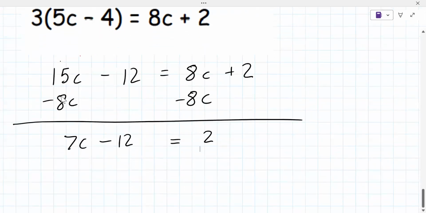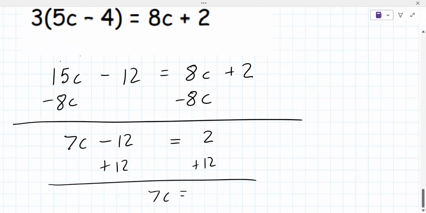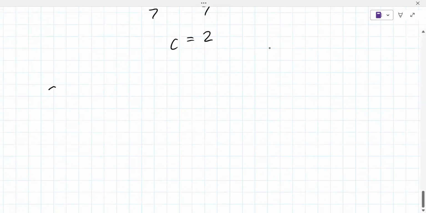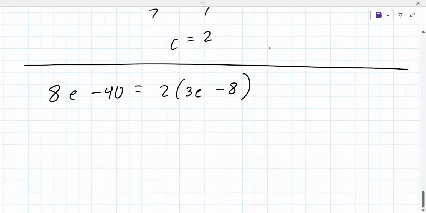And then from here, you would add 12 to both sides. So 7c equals 14, something like that. Is that reasonable? Then divide by 7. Is that okay? Yes. All right, so here's one for you to try. 8e minus 40 equals 2 times 3e minus 8. It'll probably be our last question for today, but go ahead and see if you can work that out, okay?